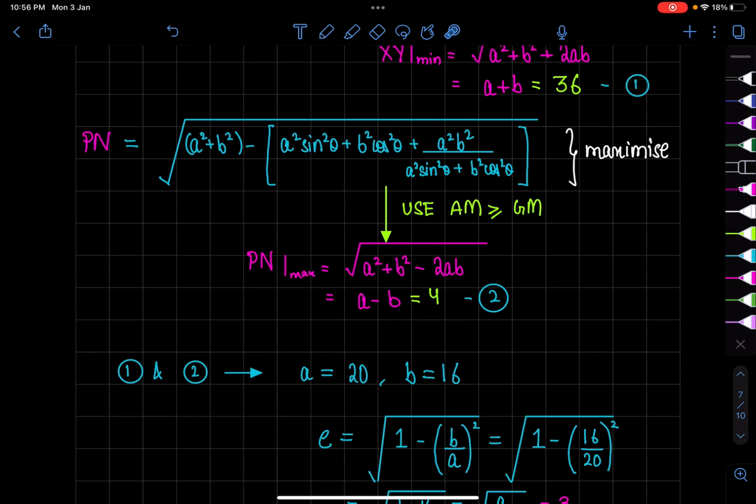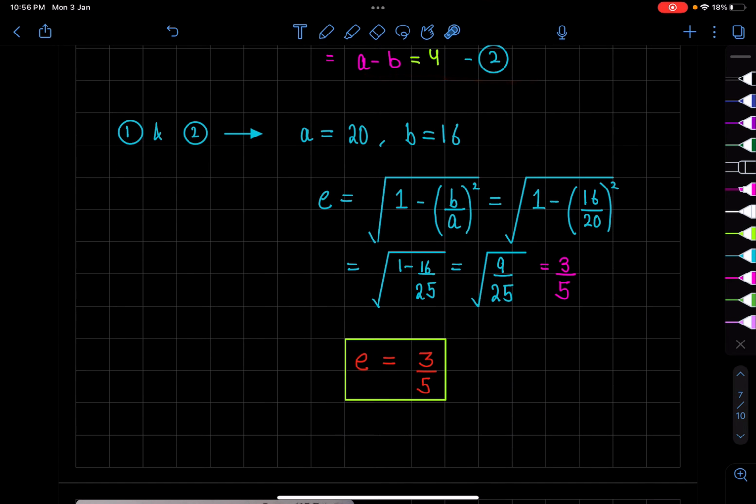So I have now two equations, 1 and 2. So I can solve this to get the value of a as 20 and b as 16. Now again, the rest of the steps are pretty easy to calculate the eccentricity, which is under root of 1 minus b by a square. So I get the eccentricity as 3 by 5, which is the correct answer to this question.